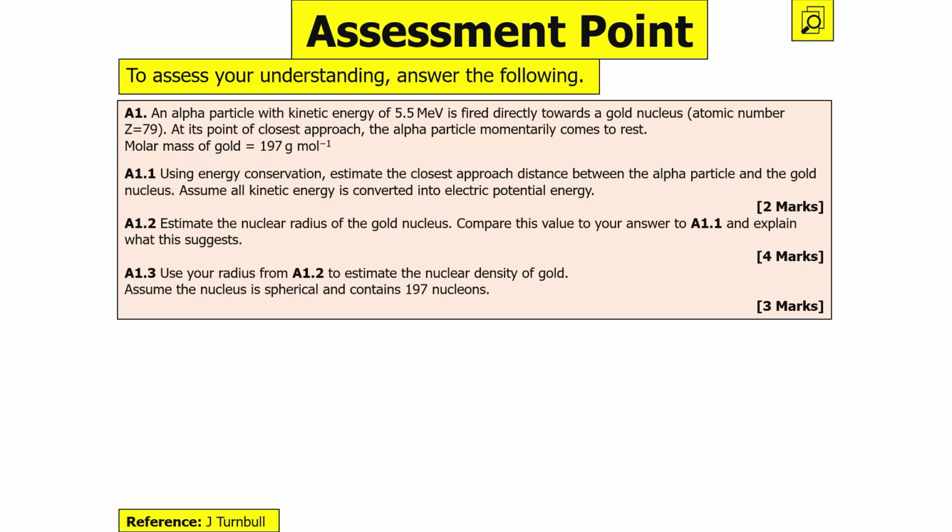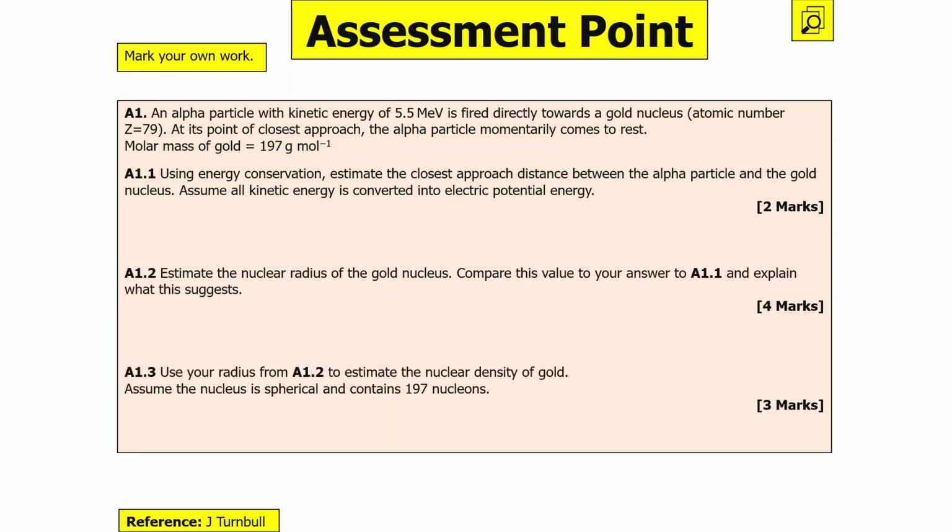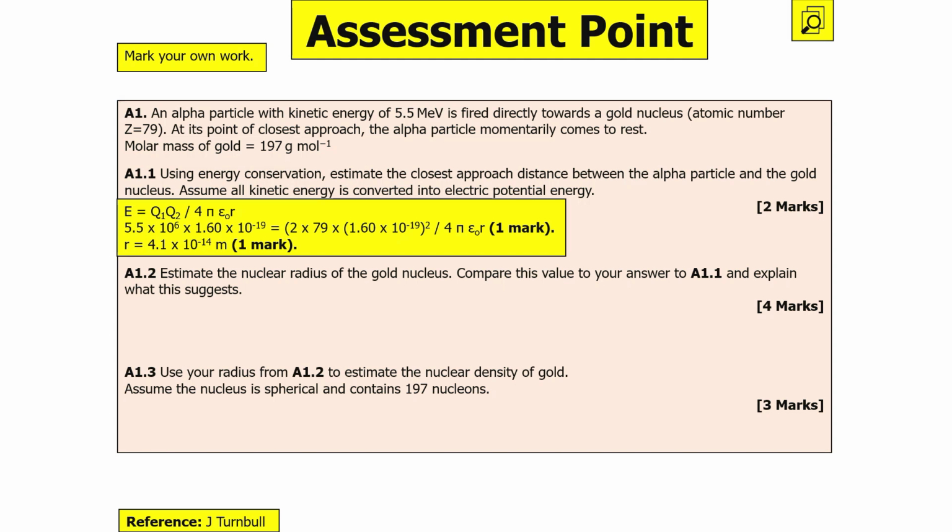So pause the video now and then unpause the video when you want to go through your answer. Right, in our first one, we know that the energy is equal to the electrical potential energy, so Q1 Q2 over 4 pi epsilon 0 r. We convert our MeV into joules by multiplying by 1.6 times 10 to the minus 19.